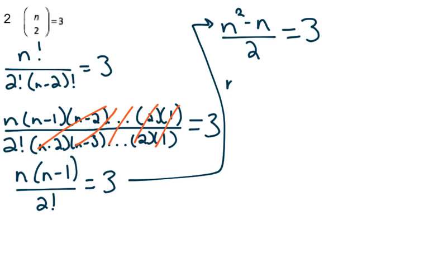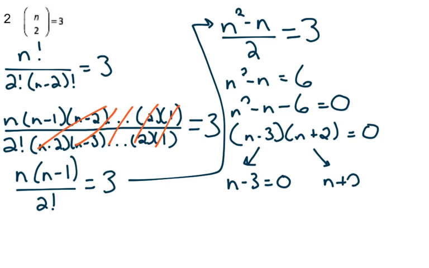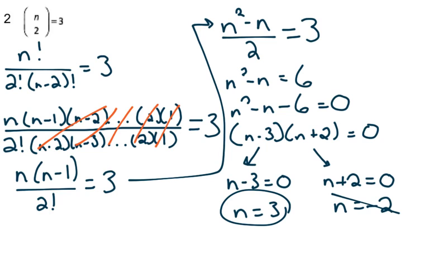We'll multiply by 2 left and right, so n squared minus n equals 6. Move the 6 to the left, n squared minus n minus 6 equals 0. This factors into (n-3) and (n+2). Split it off, and we get n equals 3 and n equals negative 2. We'll reject the negative 2 and our only answer will be 3.